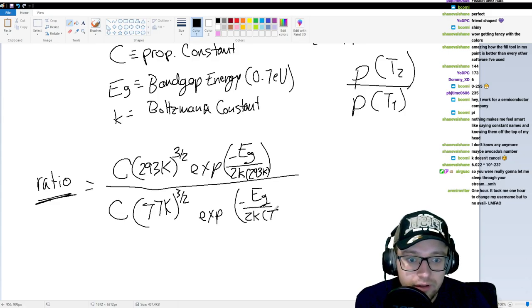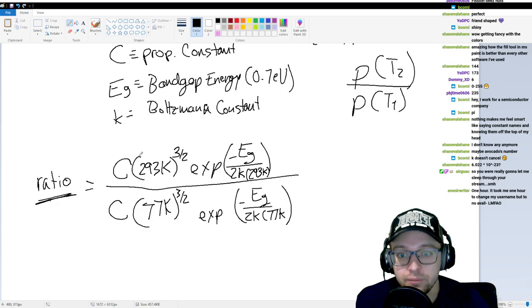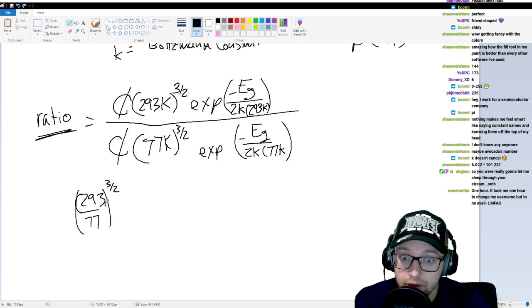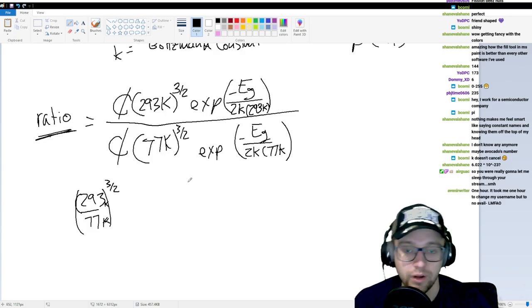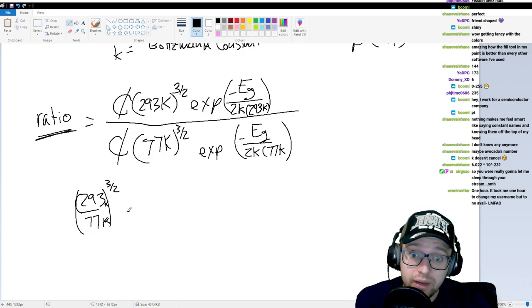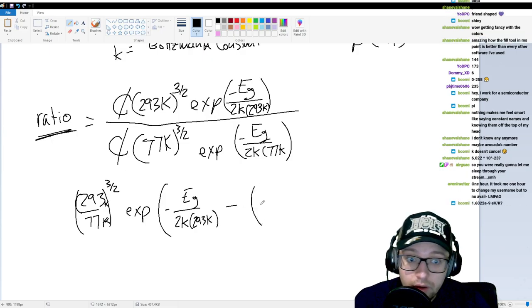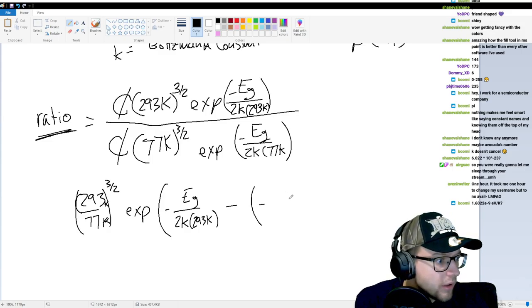2k over 77 K. So immediately, these will cancel, and so we are left with 293 over 77 to the 3 halves. Technically they're both Kelvin, but the units will cancel, so that's fine. And then we have exp of minus E_G over 2k times 293 Kelvin minus this. That looks right. Still going to look it up though.